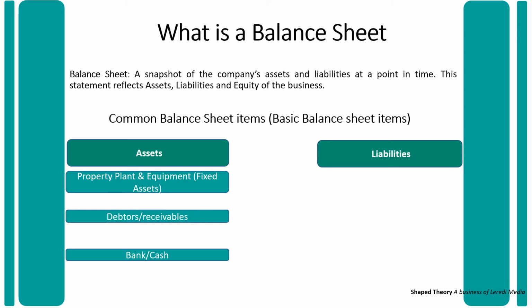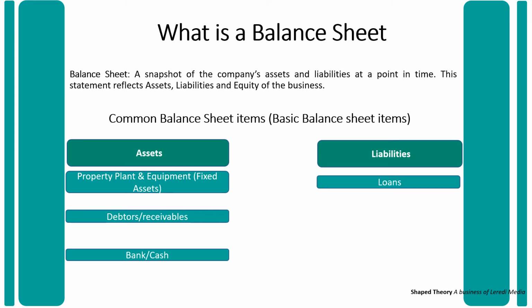Now, let's look at liabilities. Liabilities are pretty much the opposite of assets, but they have the same categorization as well. They have two categorizations, and these are your non-current liabilities and your current liabilities.